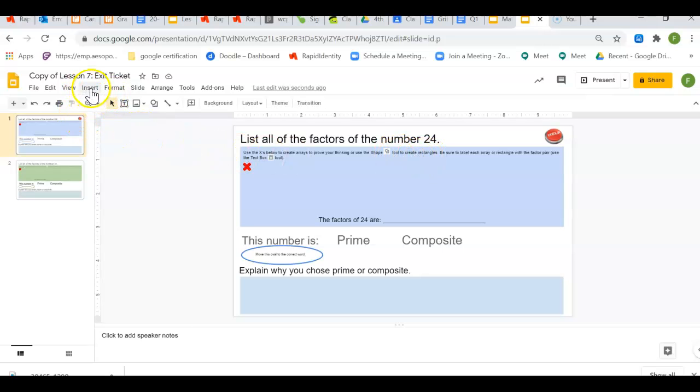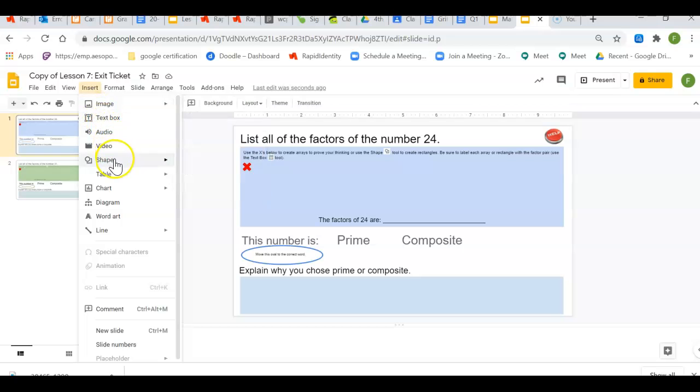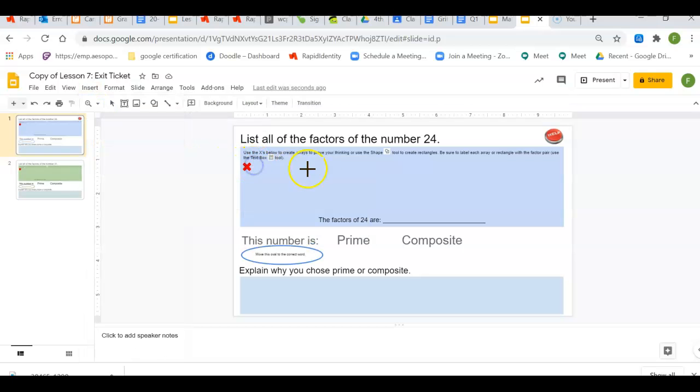Or you can actually use this shape to create rectangles. So you would do that by going to Insert, and you go to Shape, Shapes right here. Just click on one, okay? Then you can draw your own rectangles, however many you want and however you want to do it, okay? And at the bottom right here, it says the factors of 24 are, and you're going to identify the factors of 24 and just type them in there.